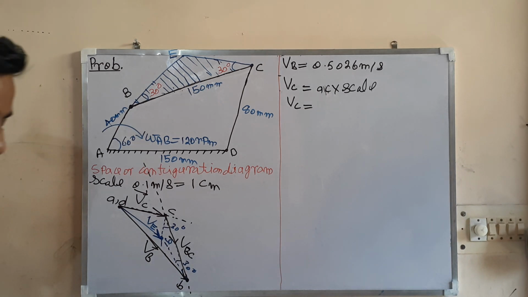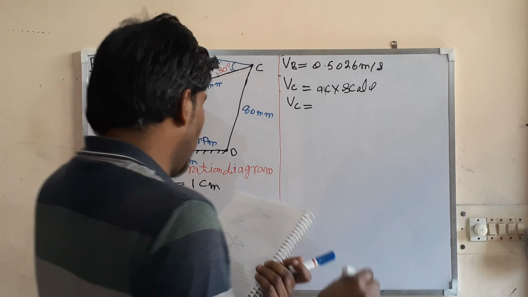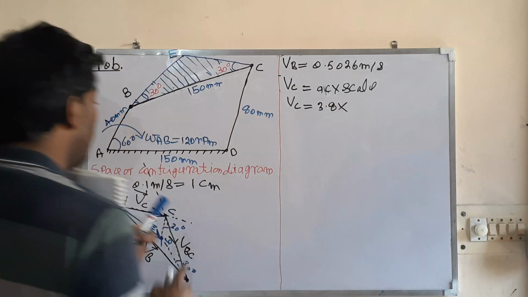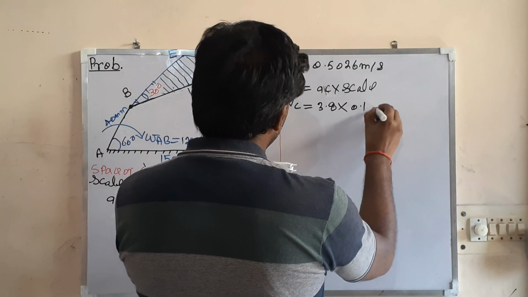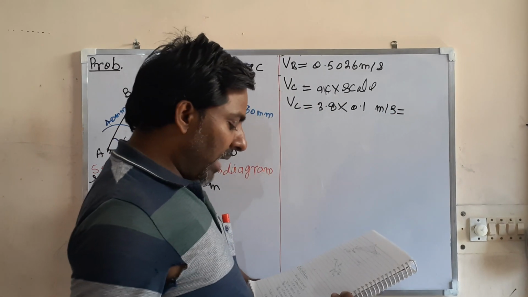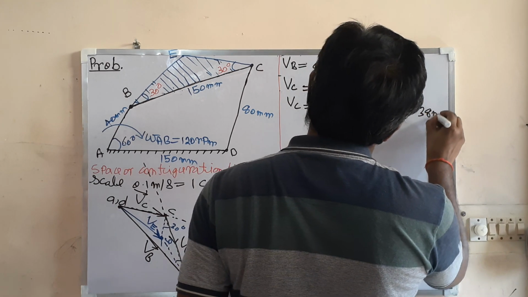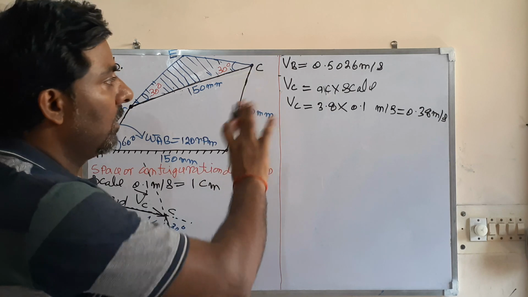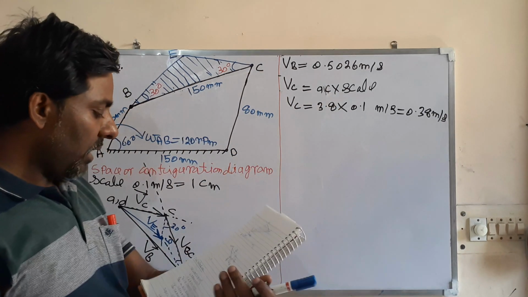I have solved this problem in scale. What I am getting in my scale is 3.8 centimeter, and 1 centimeter is equal to 0.1 meter per second. So how much am I getting? 0.38. Whatever scale you take, you will get the same answer. The intermediate calculation can be different, but your final answer will be the same.